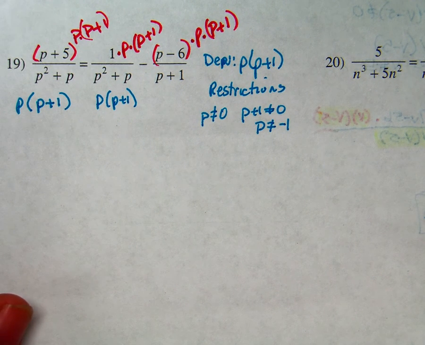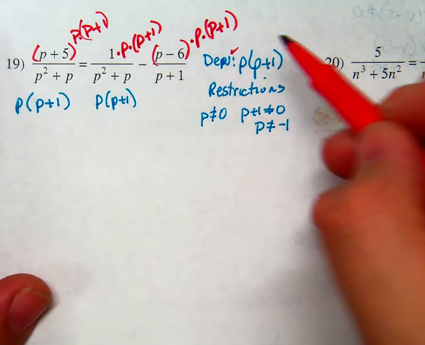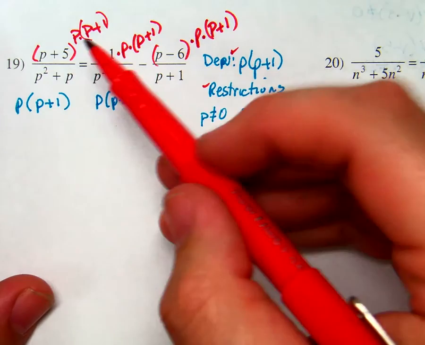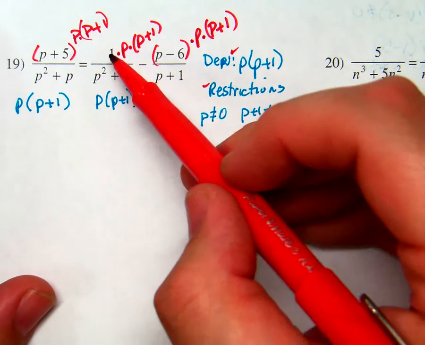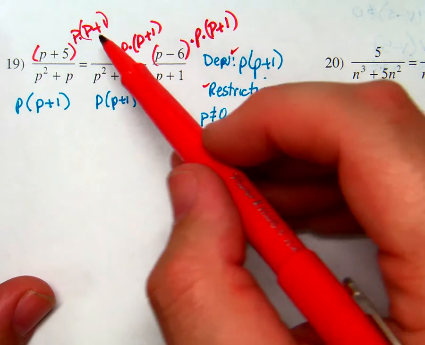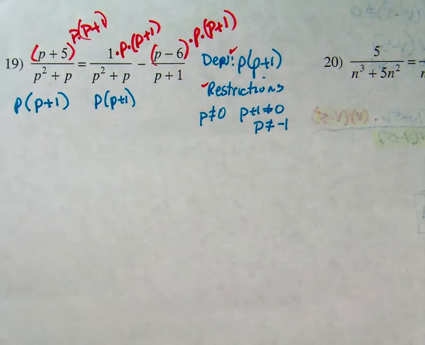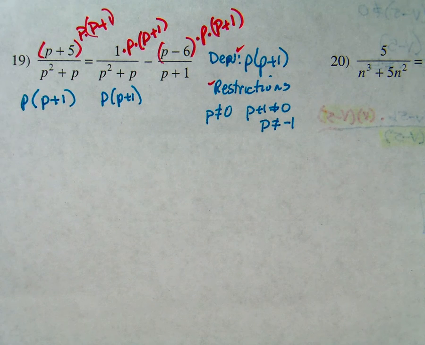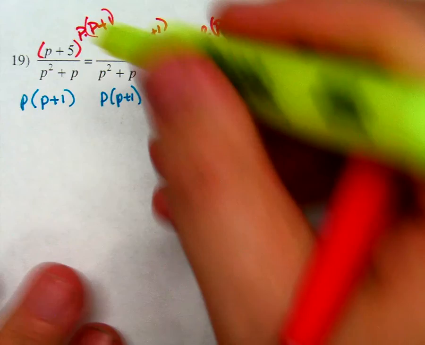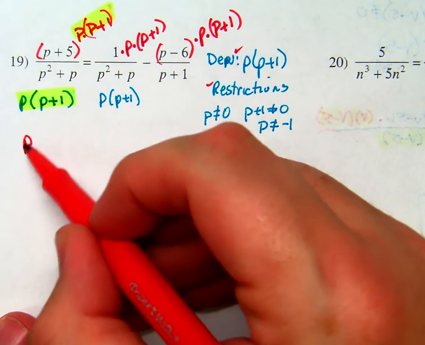All right, is everybody okay with that? We found our denominator, we found our restrictions, and now I'm multiplying every term by the denominator we found. Now, what can I divide out in the first term? The p plus 1 and the p. So I can divide out the entire denominator, and I'll be left with p plus 5.